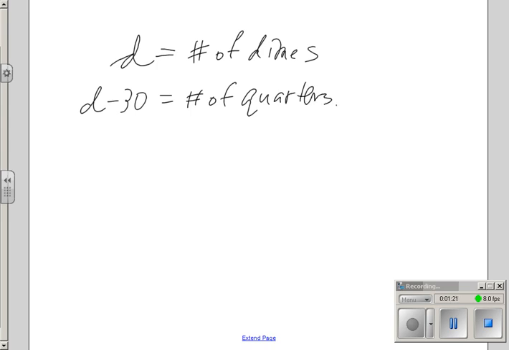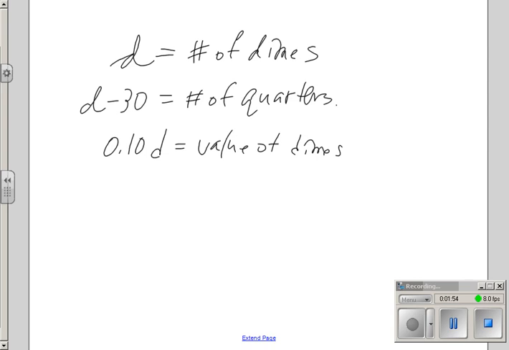And the value of the dimes will be 0.10 times the number of dimes. The reason is, if I have, let's say, 3 dimes, then 10 cents times 3 would be 30 cents. I'd be able to use that in terms of the value of the dimes.